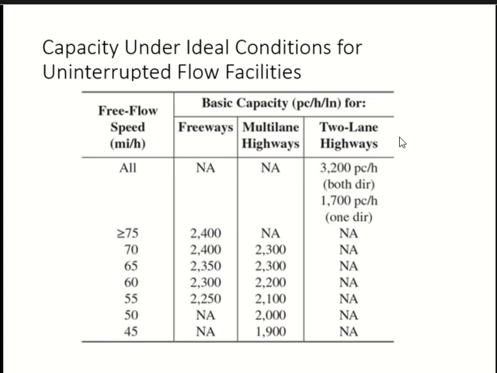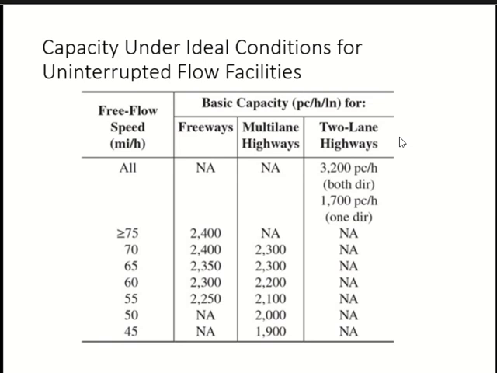Correct? For two lane highways, it is fixed. You see, no free flow speed for two lane highways. How much is the capacity? 3,200. Okay? Now two lane means what? How many lanes in each direction? One lane in each direction. Okay, keep it in mind. I'll keep on saying this term in the entire chapter. Two lane, four lane: whenever I say four lane, two lane, it is per direction. So two lane means one lane in each direction. Okay? So total of both directions, capacity 3,200. One direction how much?